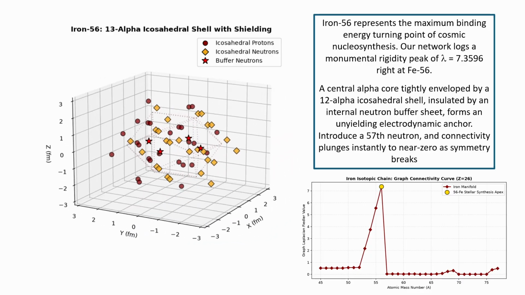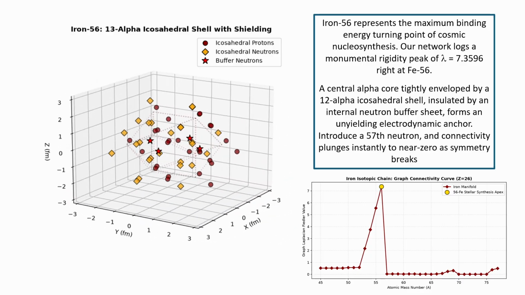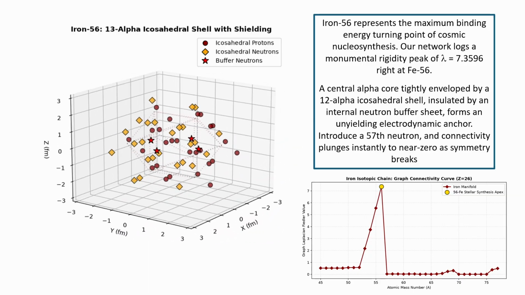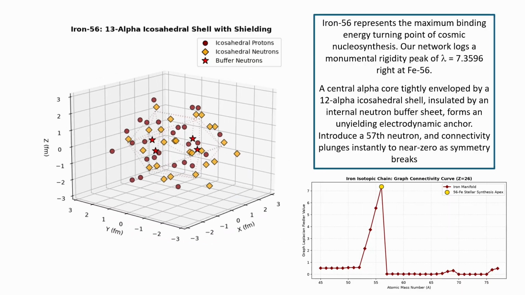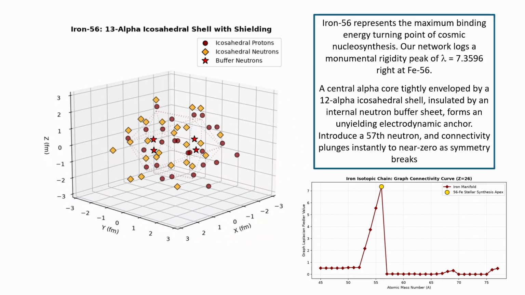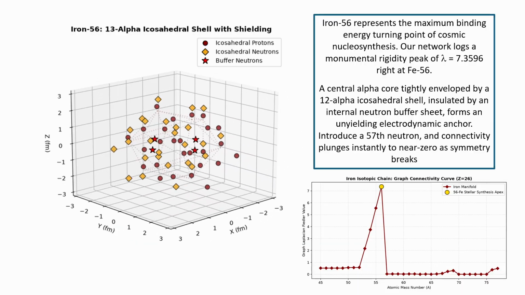If you introduce a 57th one, as you can see, we have a very unstable isotope. The graph connectivity curve plunges to almost zero. Really interesting. Lots of unstable isotopes of iron, very particular graph connectivity curve.